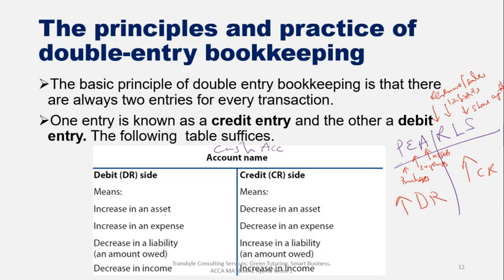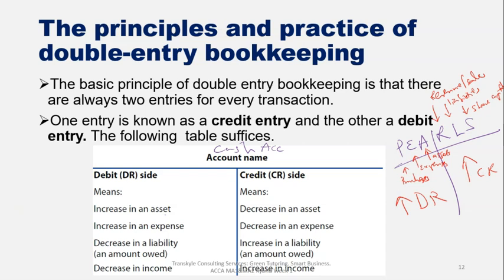Alright, so every account is going to have a name. There is a debit side as well as the credit side. So just imagine the PEARLS acronym in your mind. You must have the PEARLS acronym at the back of your head all the time.